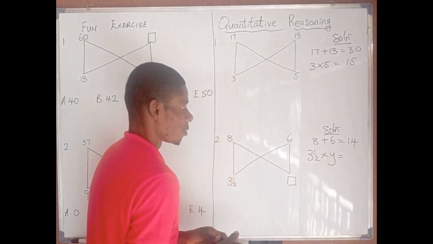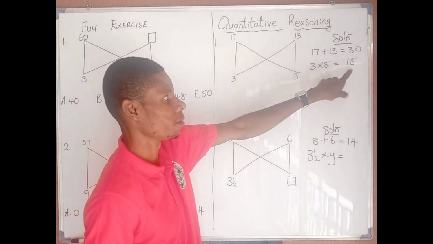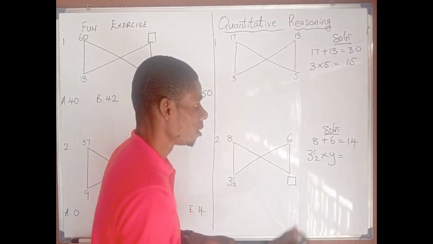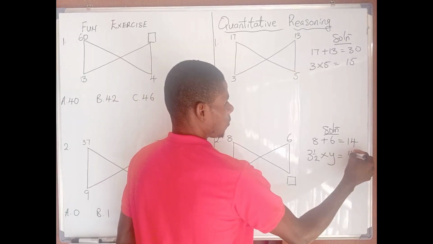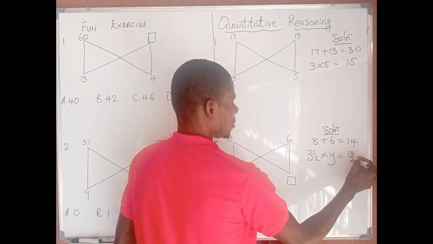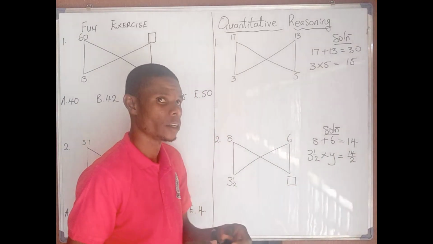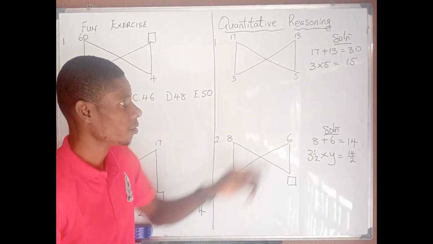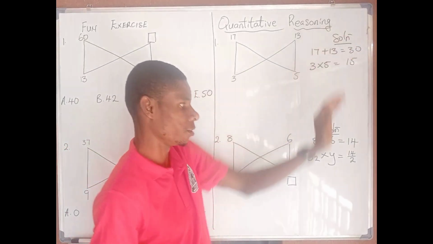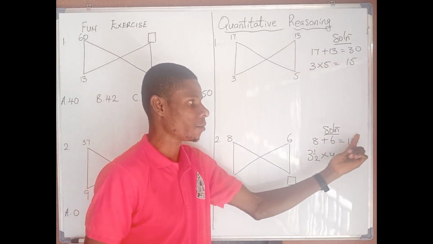This should be equal to, now here gave us 15 being half of 30. So here should be 14 over 2. That should be half of the upper one. All right, 15 is half of 30, so the result here should be half of the upper one.